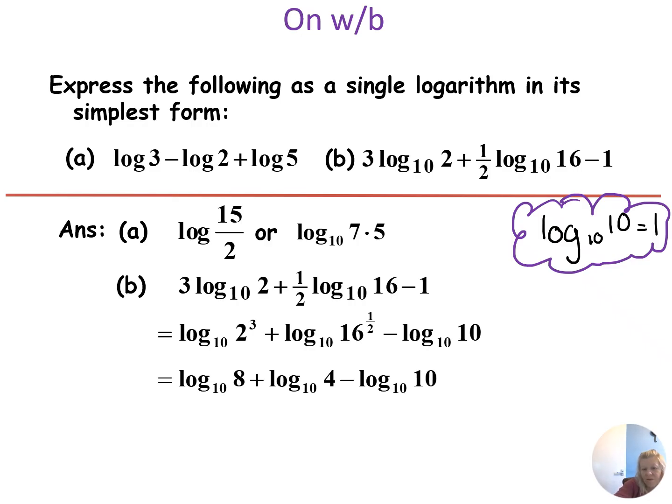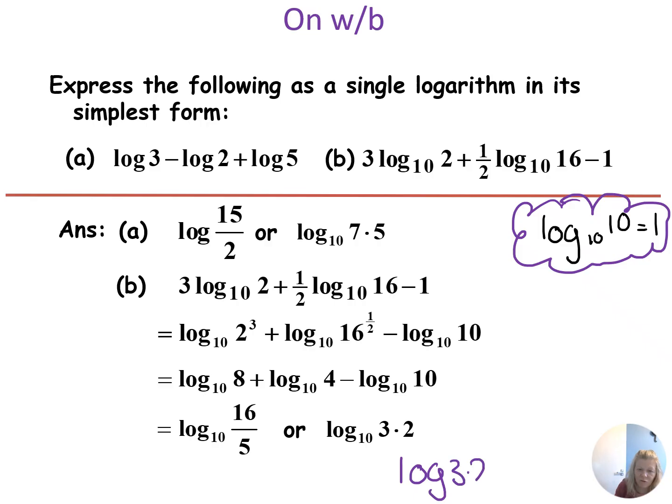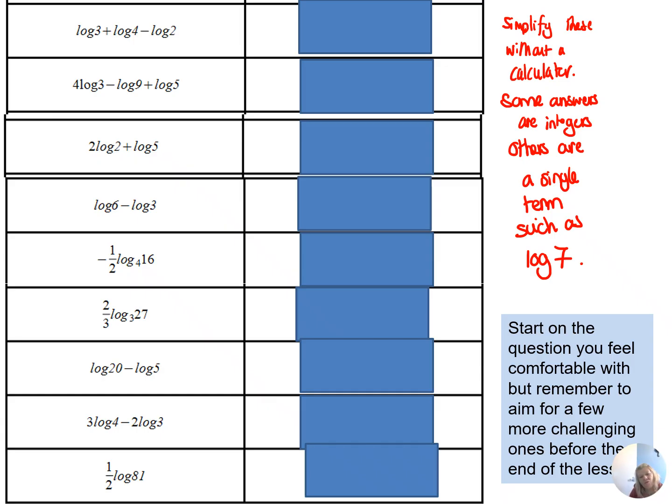Now we can times the 8 and the 4 and divide by the 10. So that would leave us with 32 over 10, which is the same as 16 over 5. Or you could write 3.2. Remember that putting the 10 there is personal preference. Probably just leave your answer as log of 3.2. You know, base 10 is assumed.